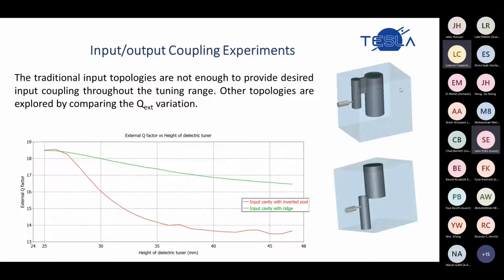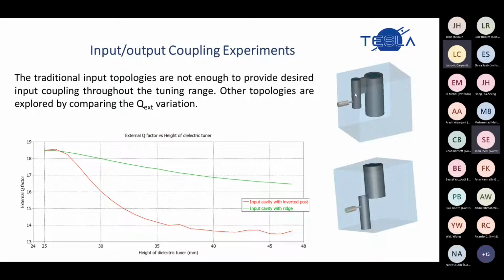There are two types of topology we proposed. One was this one, in which we proposed a hollow post associated with a coupling coaxial screw at the input, and we started to insert a dielectric inside this post. We can see the change in the external Q factor as we move this dielectric screw out of the enclosure of the input post. In that way we intended to compensate the external Q factor at the lower frequency of the tuning range.